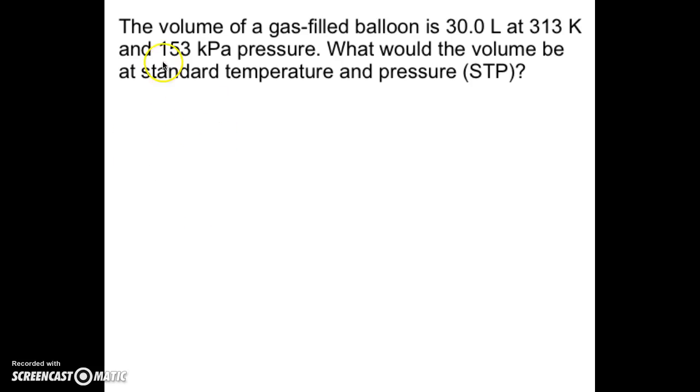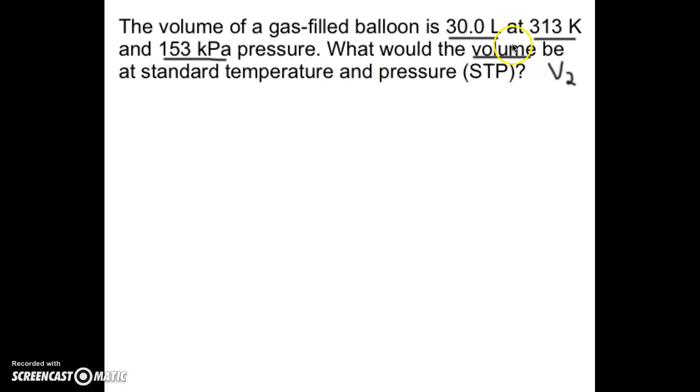The second problem says the volume of a gas-filled balloon is 30 liters at 313 Kelvin and 153 kPa pressure. What would the volume be at standard temperature and pressure, STP conditions? All right, so we have these initial conditions. There's our starting volume, there's our starting temperature in Kelvin, and there's our starting pressure. Now we want to find the new volume, so V2 is going to be our unknown. But it says you're changing to standard temperature and pressure.